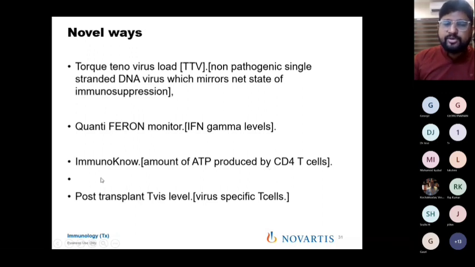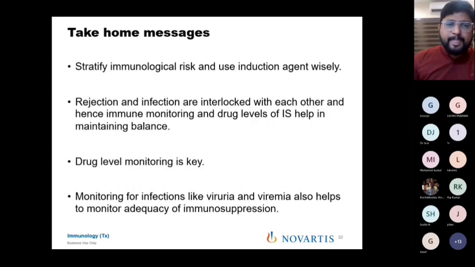This is a very good test which has been used only in trials at the moment, but will come soon probably, where if ATP is on the lower side inside a cell, the chance of infection is very high. And when you have a higher level of ATP in the CD4 T cells, it reflects that the possibility of rejection is high. So they are looking into that part in Immuknow. And post-transplant virus-specific T cell levels also indicate to us that we need to reduce the immunosuppression so that we can titrate the possible chance of getting an infection.